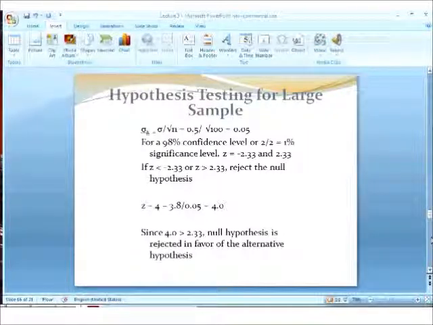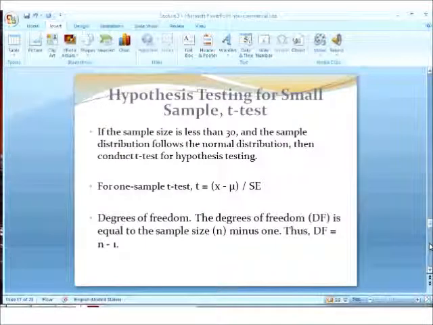Now, what do you do? How do you conduct the test when your sample size is not large, or if you don't have more than 30 data points, which is very common? There are a number of occasions in which it's not possible for you to collect even 10 data points. Then what test do you do? We do a t-test.